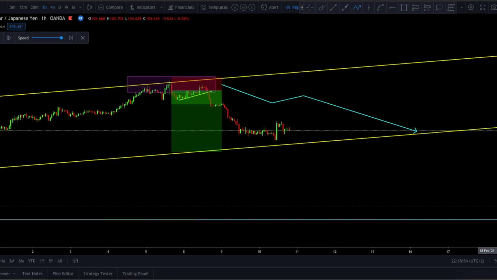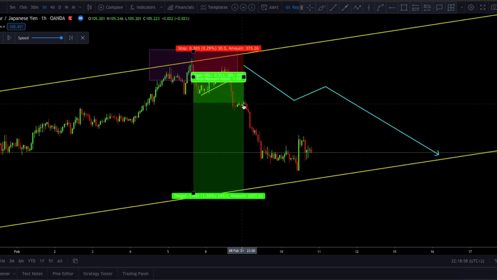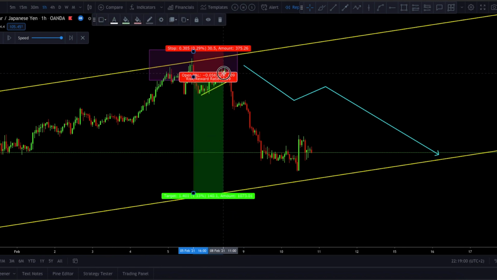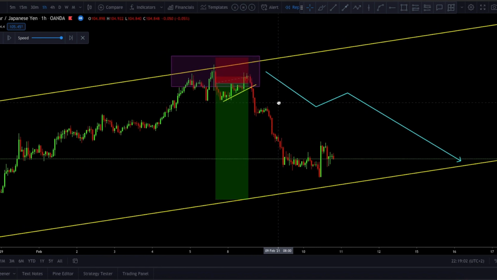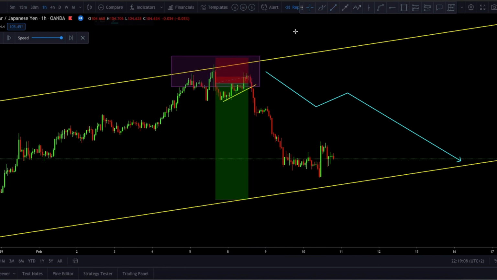If you go to a 1 hour time frame, because I'm using a 4 hour time frame to demonstrate this, on a 1 hour time frame you could have got more than one trade here. You got this first one, you got a correction, you got a second one, you got another correction, you got a third one. So you got 3 trades on this pair.